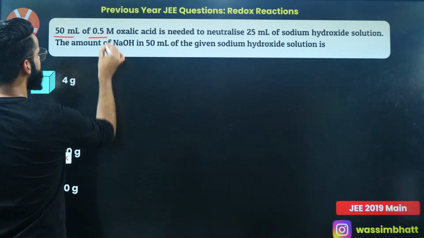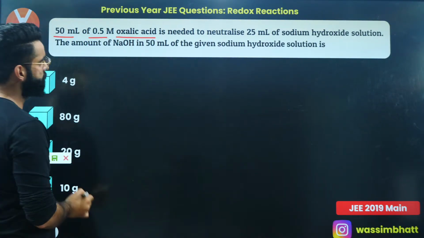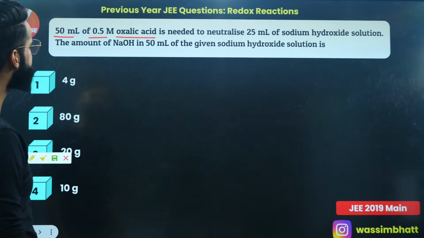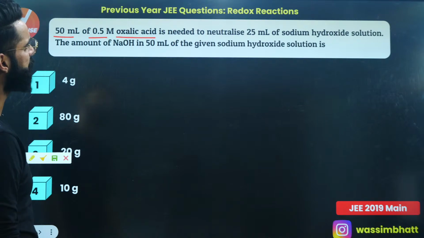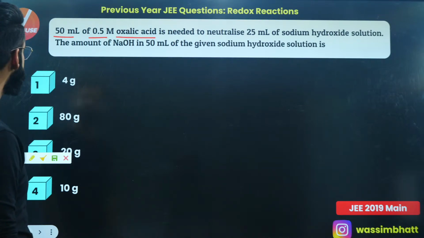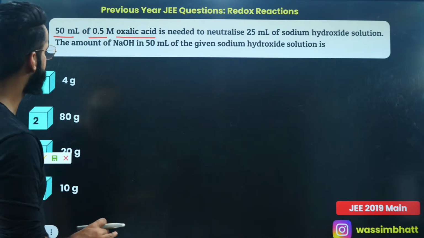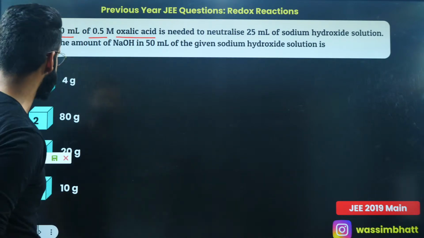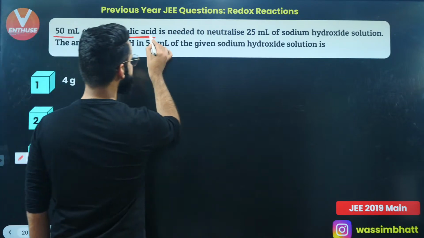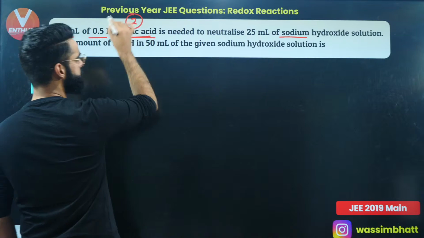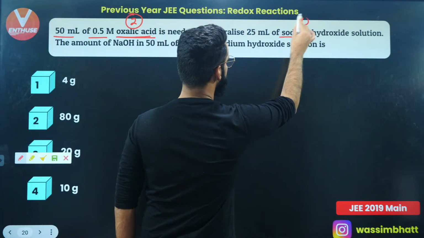50 ml of 0.5 molar oxalic acid is needed to neutralize 25 ml of sodium hydroxide solution. The amount of NaOH in 50 ml of the given sodium hydroxide solution is? See guys, oxalic acid is reacting with sodium hydroxide. Let me tell you the N factor of oxalic acid is 2, N factor of sodium hydroxide is 1, right?